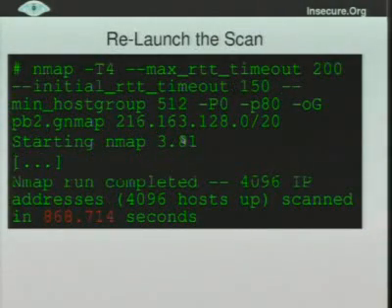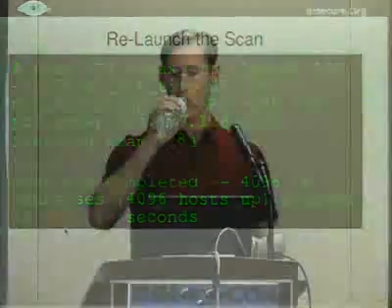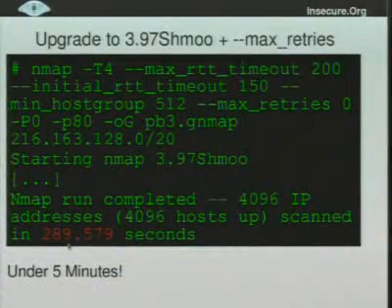So we run it this time with Nmap 3.81, and it takes 868 seconds. So yeah, that's a bit better. It's 15 minutes instead of 20. But I think we can still improve on that. And how do we do that? We run it with 3.97 Shmoo, which does it in 289.6 seconds. So now we're under 5 minutes, which is about as long as I last.